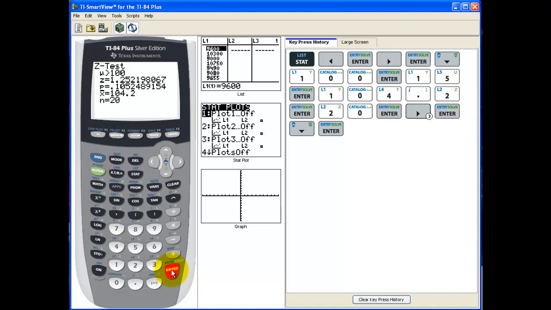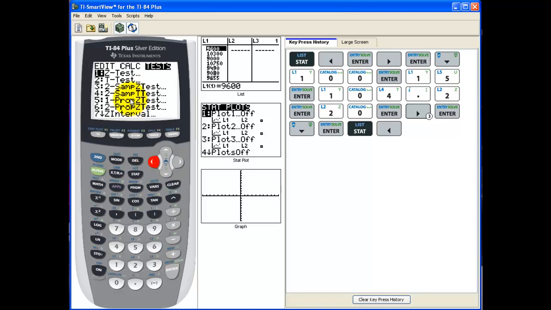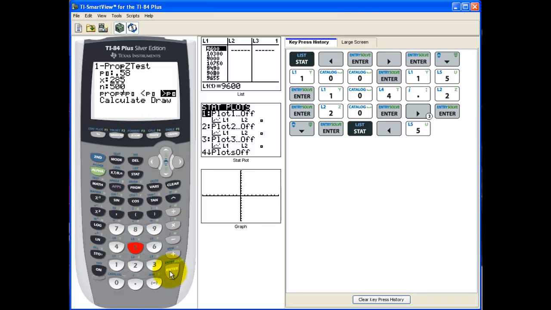Well, you know, a majority is greater than 50%, and it's clear in this particular case that we're talking about a population proportion. So the correct test for this question would be a 1 proportion z-test. It's test number 5 here on this menu. And so let's go and take a look at that.